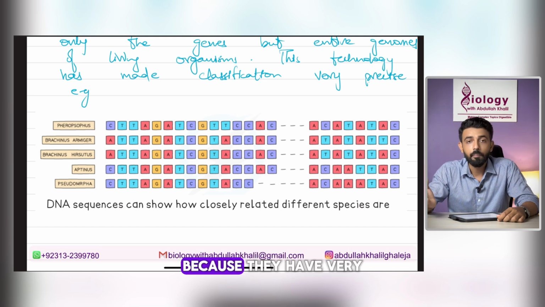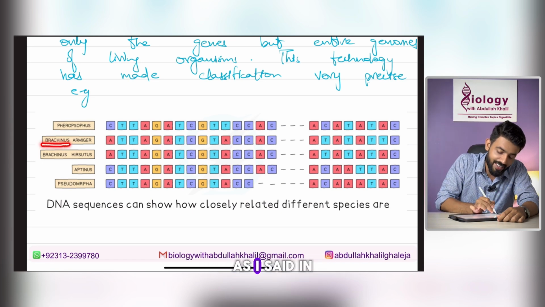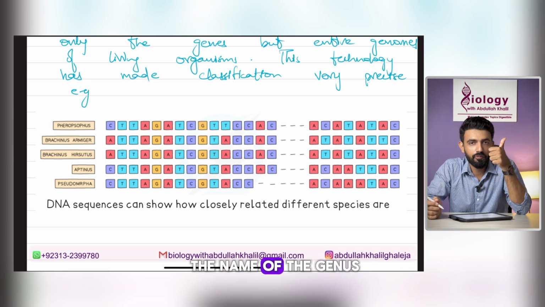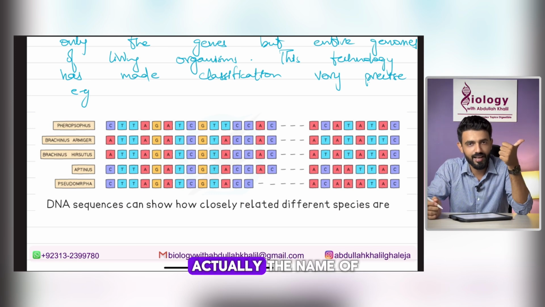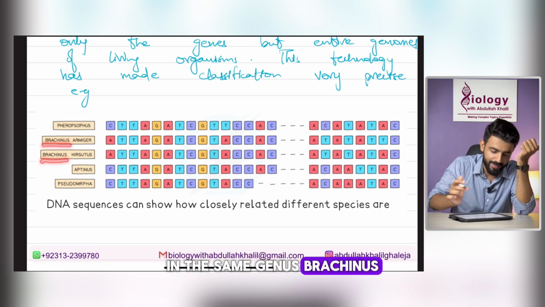Because they have very similar sequence, they are placed in the same genus. As I said, in the scientific name, the first name is the name of the genus. The generic name is actually the name of the genus. So they are placed in the same genus, Brachyurus.